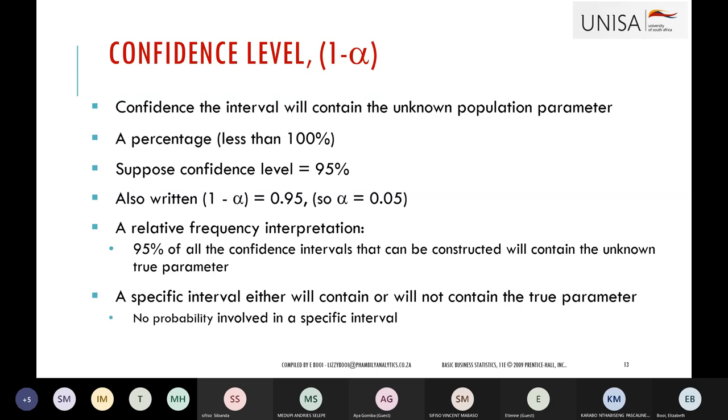So if I know that my confidence level is 95%, I need to convert this to a decimal, so I always work with 0.95. I know that 0.95 is 1 minus alpha, so I can make it equal and then calculate the level of significance, which is my alpha value. And this alpha is what we call probability.